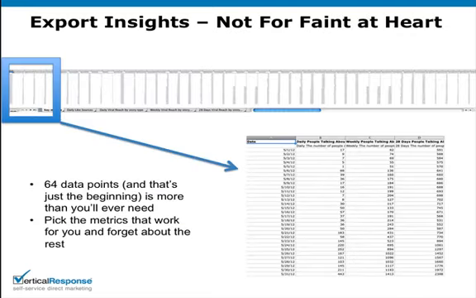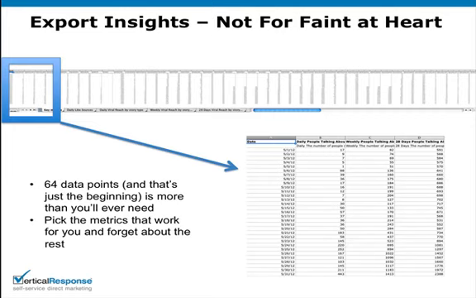So much, in fact, that I just wanted to illustrate here what you get when you export that. So you can see, wow, you can still scroll to the right. That's 64 columns of data. And that's just the beginning. Then there's all the individual tabs underneath, which have multiple columns of data as well. The point I'm making here is only that you don't need all this. You need to find the ones, like I said, that matter to you. Pick them, set that baseline, and forget about the rest.